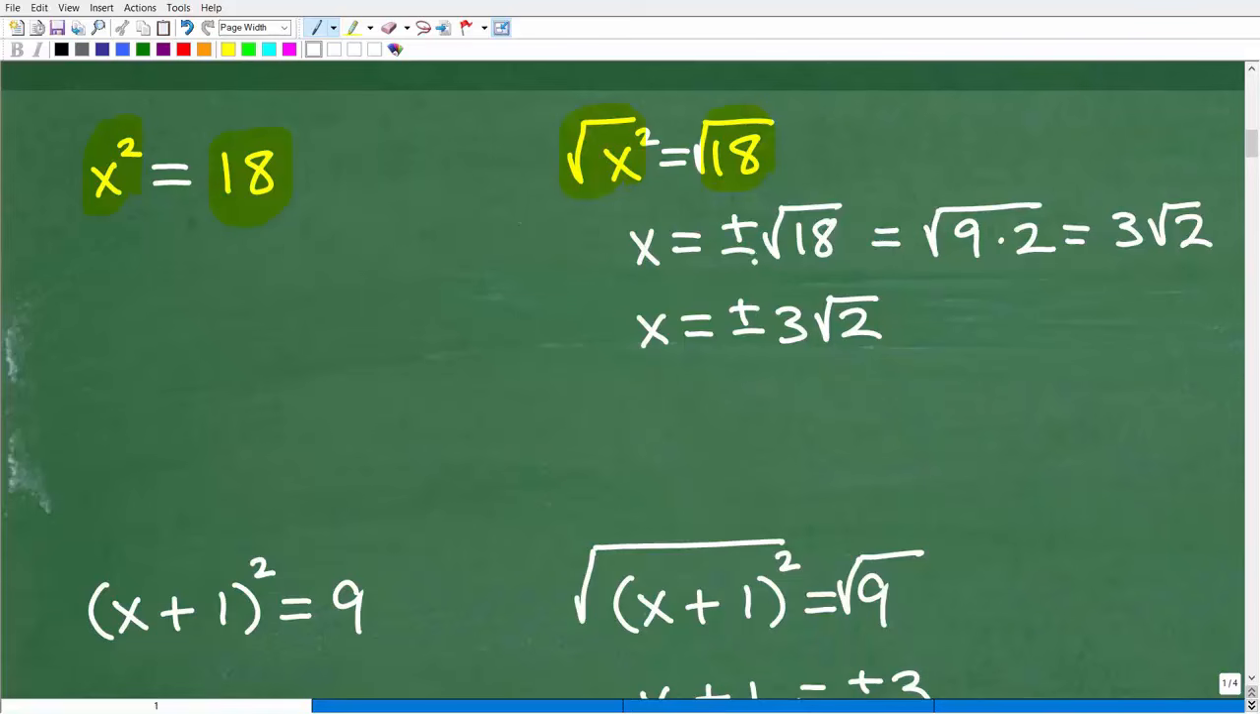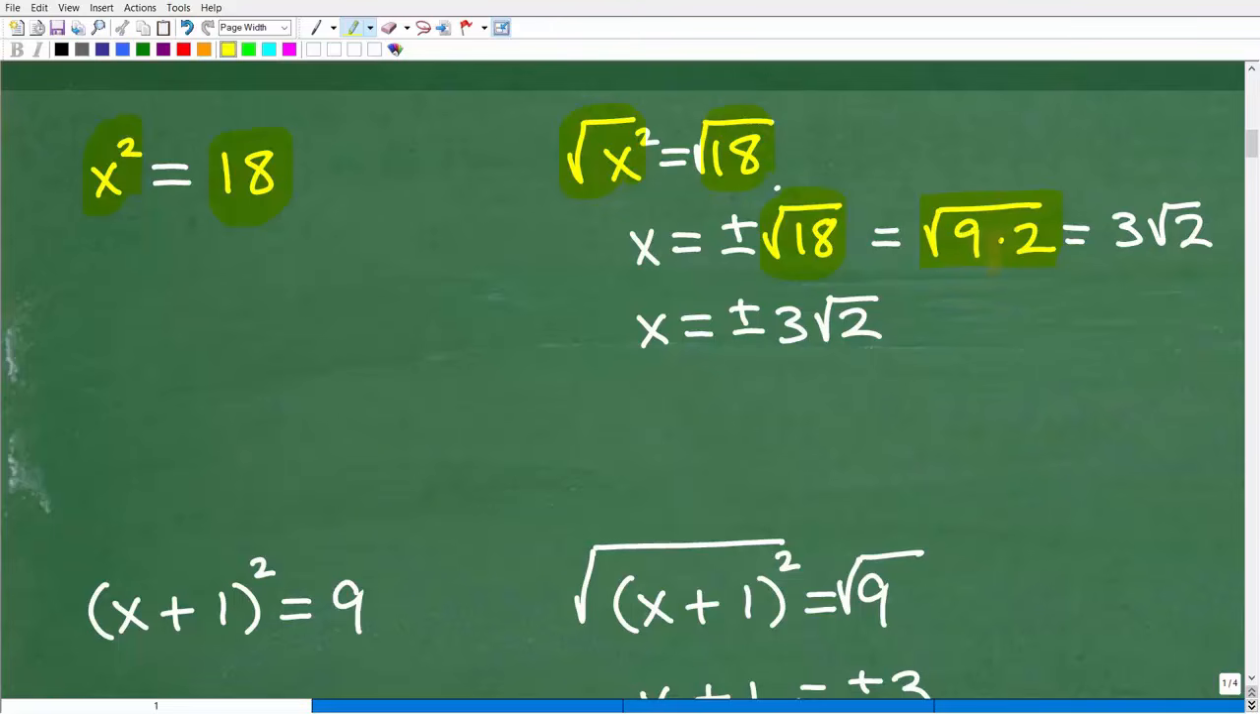Now I can write my answer this way, and you need that positive and negative because when you take the square root of 18, it's both the positive and negative square root of 18, okay? Now, the positive and negative are 2 roots. You'll have a positive version and a negative version. But to be really appropriate here, when you have something like the square root of 18, you need to simplify that. So 18 is the same thing as 9 times 2, okay?